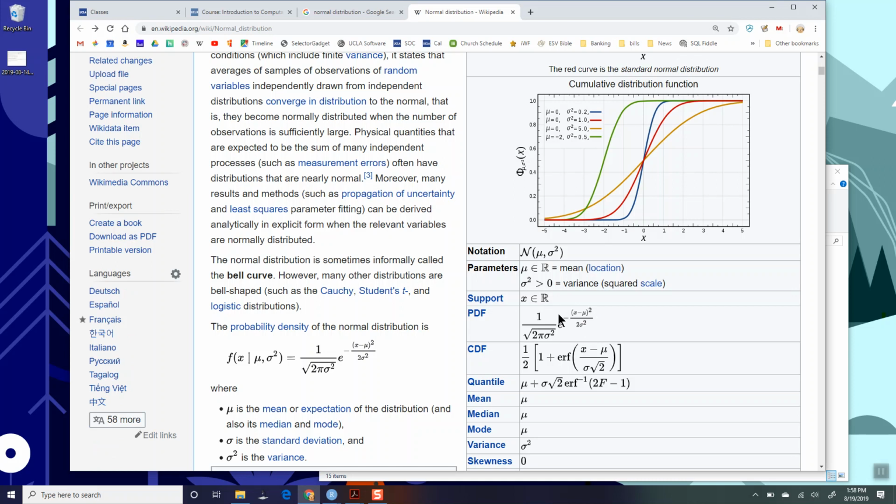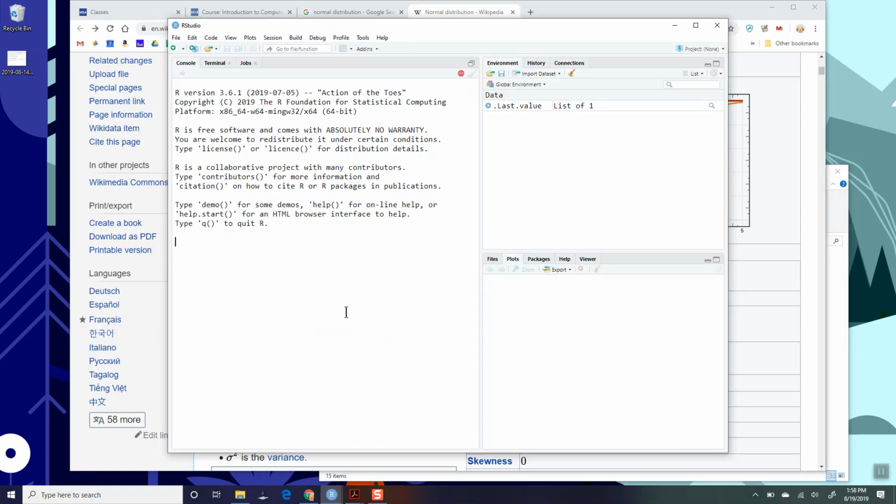It's not pnorm. It's dnorm. The density, you're asking for the density. This is the density function. What is this function? The CDF. The CDF is pnorm. The PDF is dnorm.